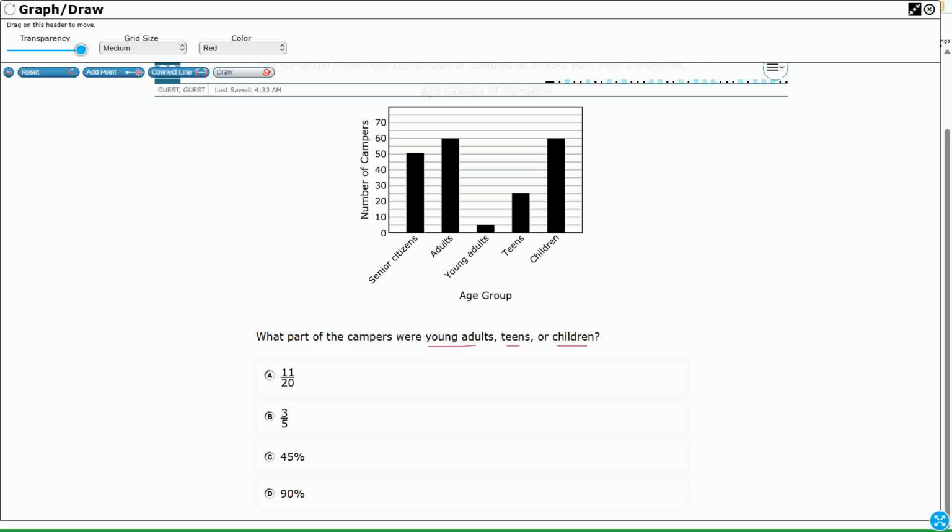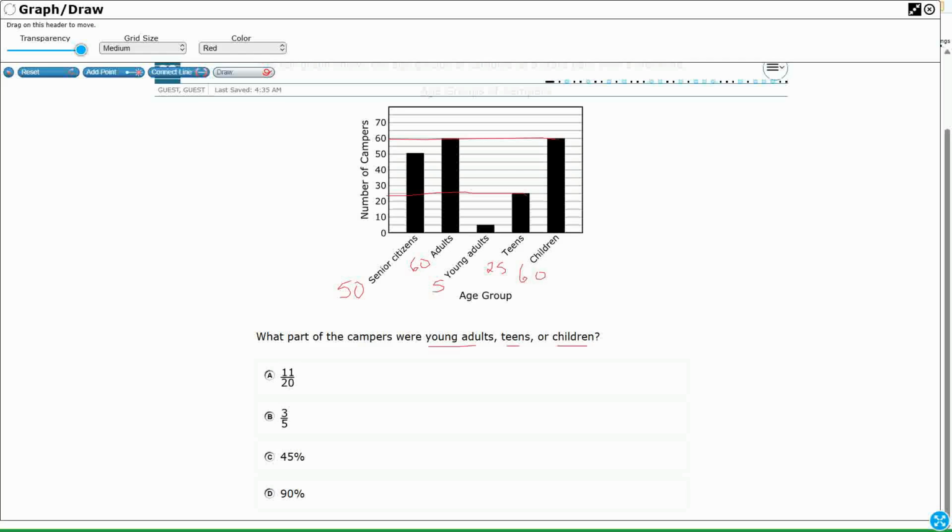Okay, so we need to first figure out how many are in each of these groups and then add them up to get our total, because we do at least want to use a fraction, and we can turn that fraction into a percent. So let's see. I'm going to put these numbers down underneath. 50 for our senior citizens. Okay, we've got 60 for our adults. The young adults is right between the 0 and the 10, so that's 5. That teen bar is getting a little far, so I'm going to draw my line over there. Right between 20 and 30, so that's 25. And all the way over here, it looks like it's the same as the adults, 60.